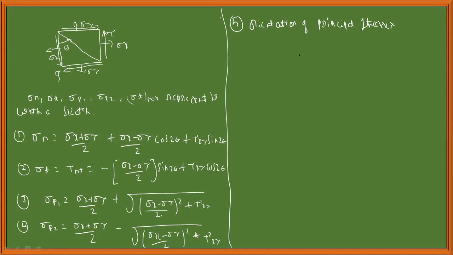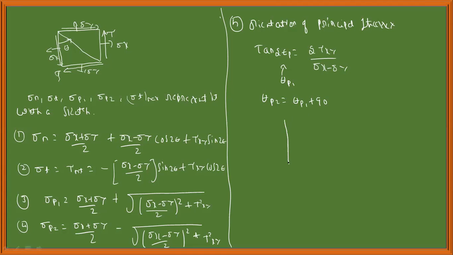I use this formula as usual, tan 2 theta p is equal to 2 tau xy by sigma x minus sigma y. From this I will be getting theta p1. Theta p2 is equal to theta p1 plus 90 degrees, 90 degrees apart. See, this is very simple.